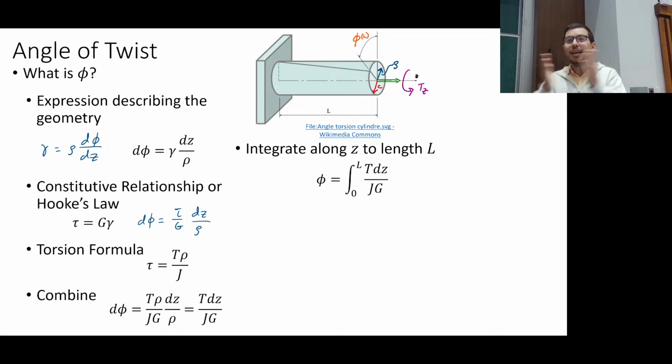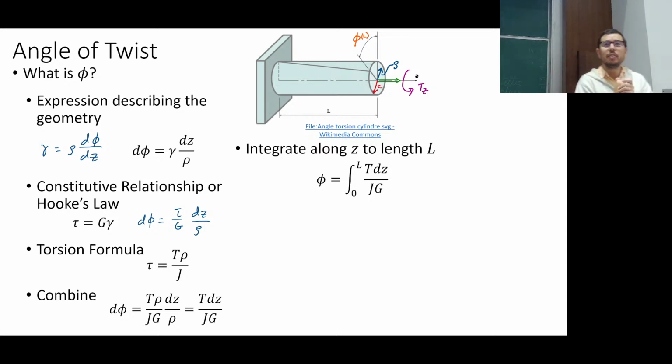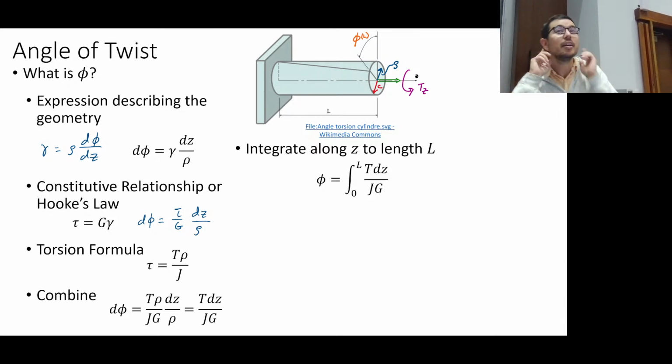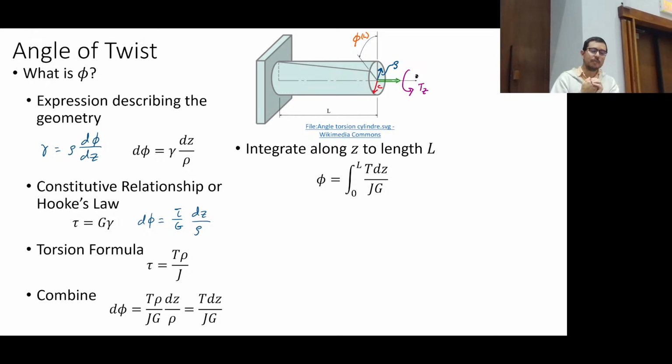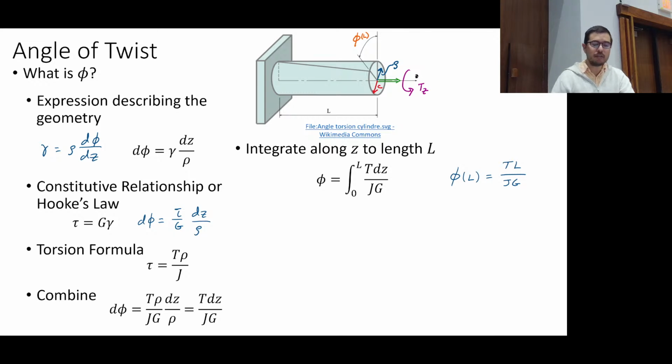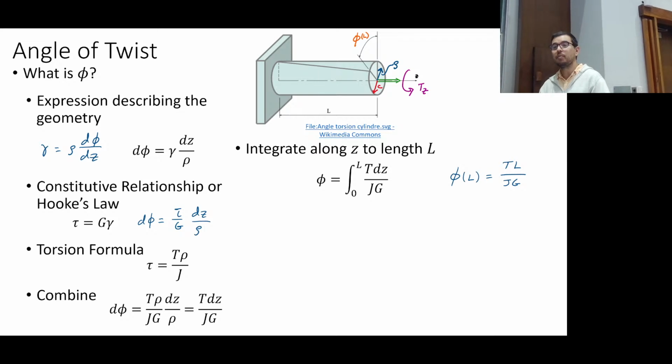Yes, it reminds you of the integral for P that we use for PL over EA, except this is with torque. Good. Your name is? Okay, Chet. Great, Chet. So we can now write out the exact equivalent of PL over EA as phi L is equal to TL over JG.